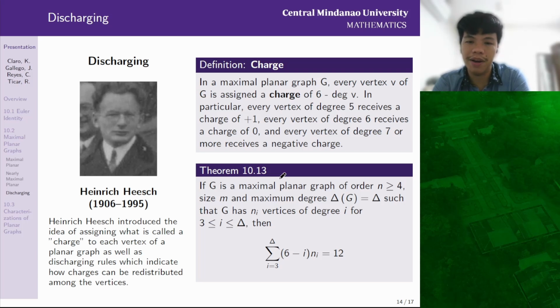So with that concept in mind, let's proceed to theorem 10.13. It states here that if G is a maximal planar graph of order n greater than or equal to 4, with size m and with a maximum degree capital delta of G, such that G has n sub i vertices of degree i, No? And now it will follow this equation: the summation of 6 minus i times n sub i, where i starts from 3 to capital delta. Now this is said to be just equal to positive 12.